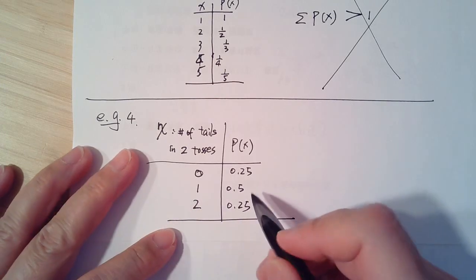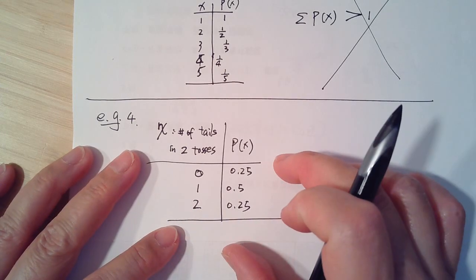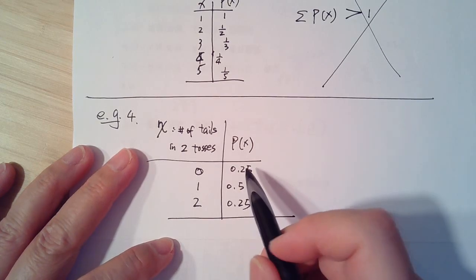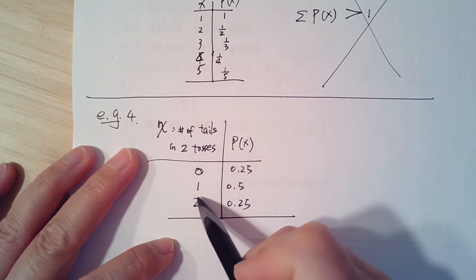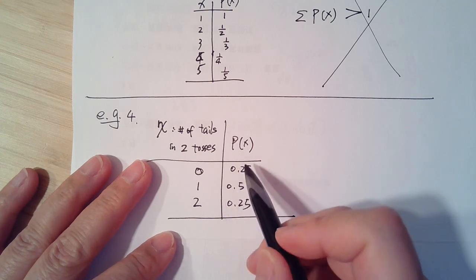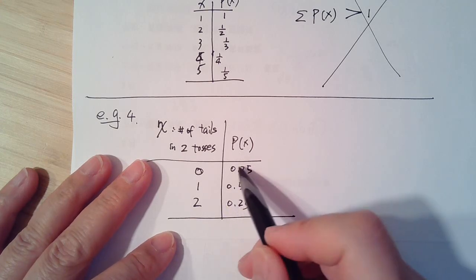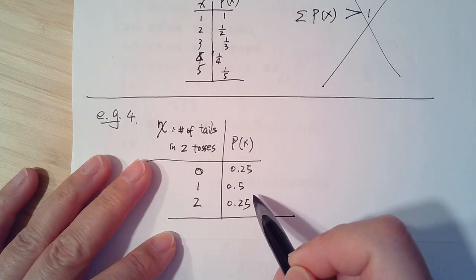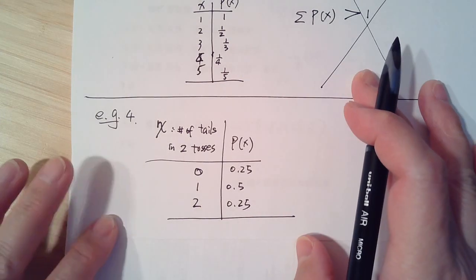This is a probability distribution because x is 0, 1, 2, numerical, good, and p of x shows the probability, good, and all the probabilities add up to 1, right? And all the probabilities are between 0 and 1, inclusive, so that's right.